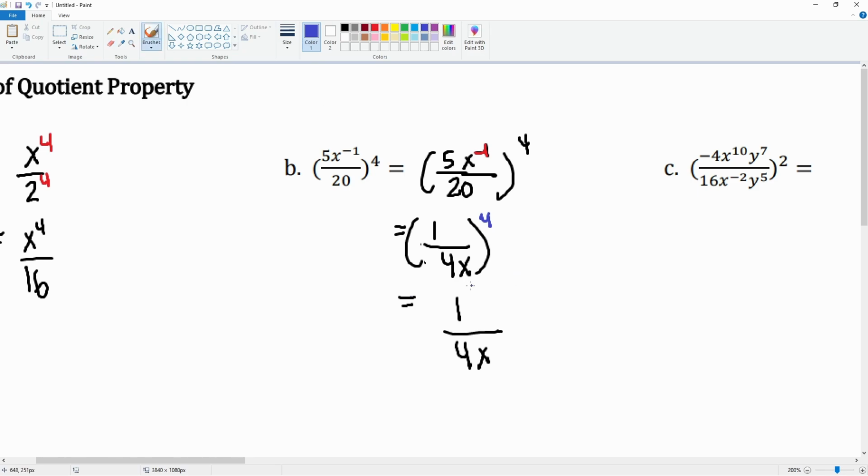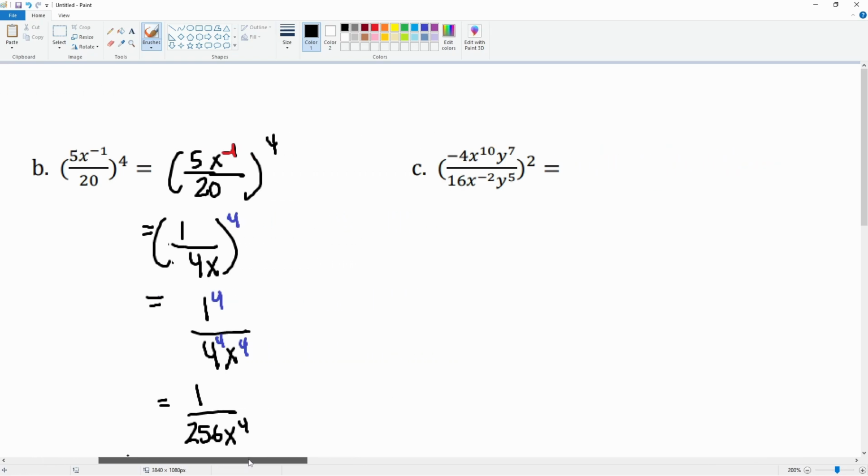So the 4 gets distributed to the 1 right here, like that. Then the 4 gets distributed to that 4. Then it gets distributed to that x right here. Okay. So 1 to the 4th is just 1. And I think 4 to the 4, let me check that. 4 to the 4th power, that's like 4 times 4 times 4 times 4. That is 256. So it is 1 over 256 x to the 4th.